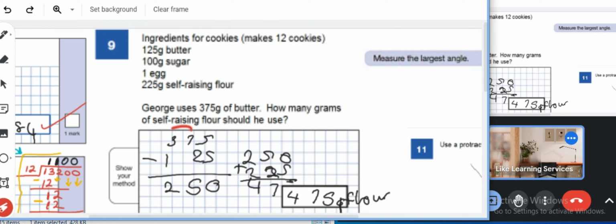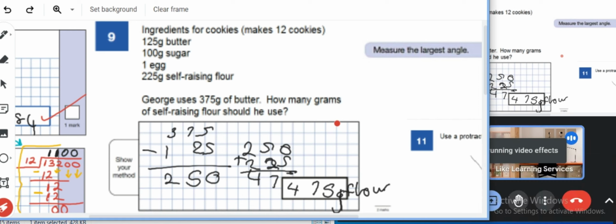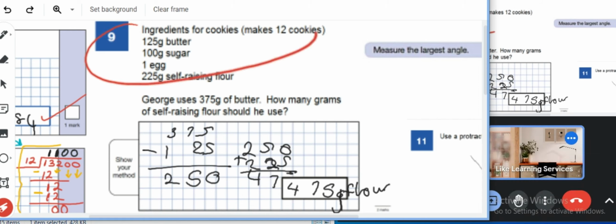Okay. Can you explain what you did here? I wanted to work out how many more grams of butter did George use, and use 250 more grams. Okay. All right. So say George uses 375 grams of butter. How many grams of self-raising did he use? This is what we call simple proportion. You know, you just write stuff in a way that you can cross multiply and you get the answer.